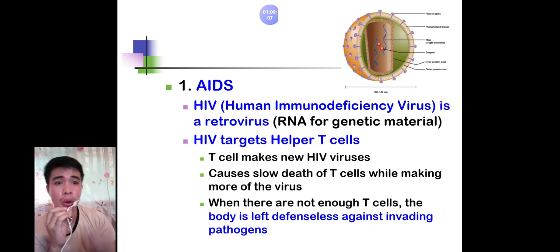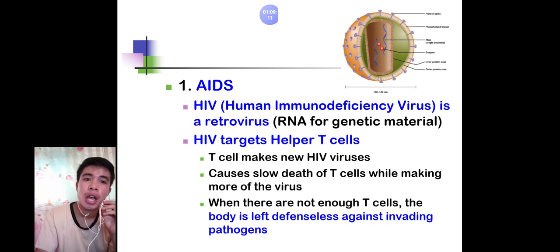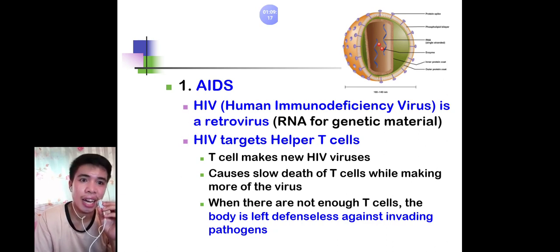So when we no longer have enough T cells in our body, we become defenseless against invading pathogens. So it is easy for bacteria, pathogens, or viruses to enter our body.